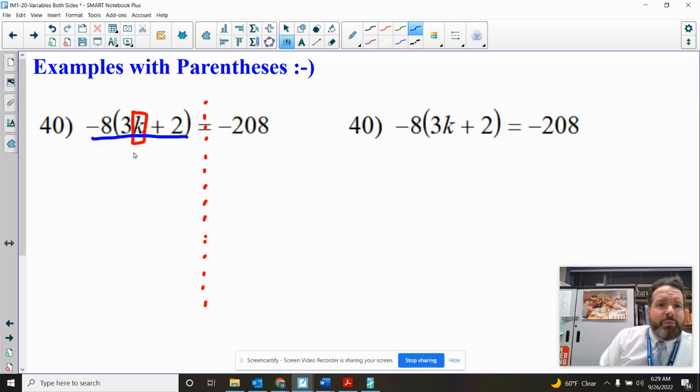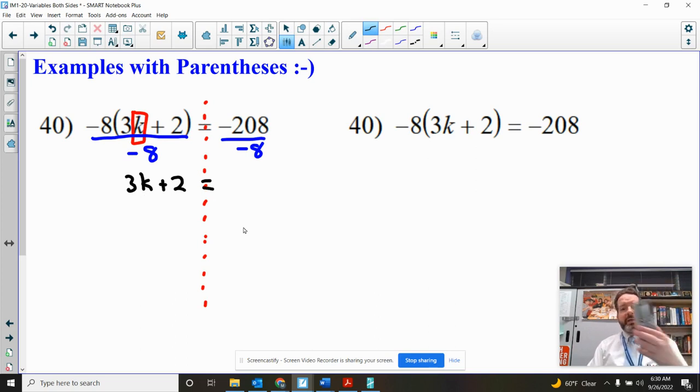So I can reduce away that -8 by doing a division right at the start. -8 divided by -8 is just 1. And 1 times the parentheses is just what's in the parentheses, the 3k plus 2. And on the other side, I'm going to use my handheld calculator. -208 divided by -8 is positive 26. And just like that, it's now a much simpler equation to solve.